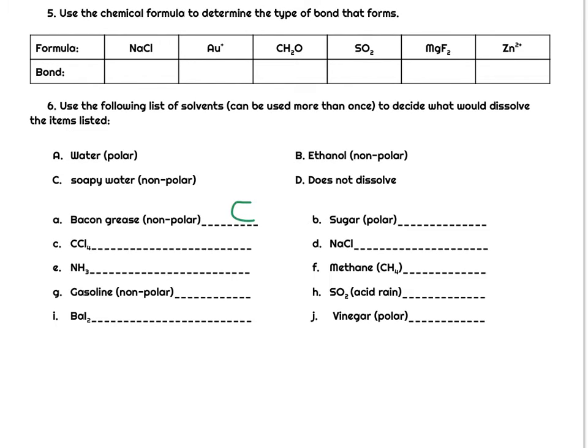Now, for some of these, such as CCl4, NaCl, and BaI, what you're going to need to do is figure out what type of compound it is, and then use your solubility notes to help figure out what it would be. So if we just did NaCl, we'd first have to look and see that, okay, sodium is a metal and chlorine's a nonmetal, so this must be an ionic bond. And then we see what do ionic bonds dissolve in? Well, they dissolve in polar molecules. So here we would put A, they're going to dissolve in water.